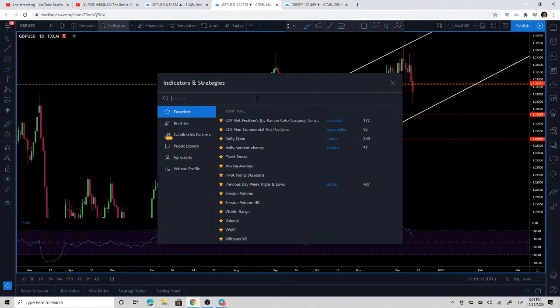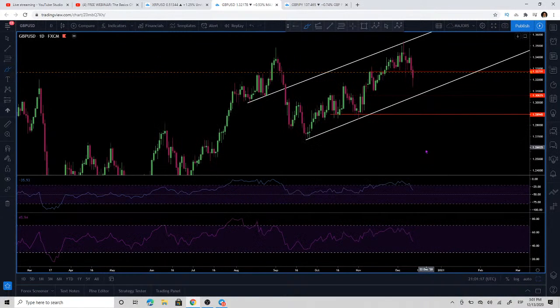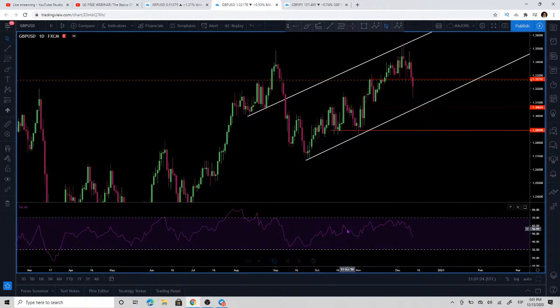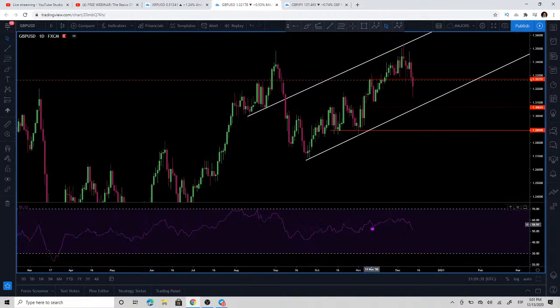And I'll show you on the RSI too. Actually, I'll keep using the RSI. That's fine. Yeah, so you see basically the same. This is the 25 RSI, I reckon. Let me see. No, this is 14. Yeah, because we are on a daily, we should be using the 14 or the 25.